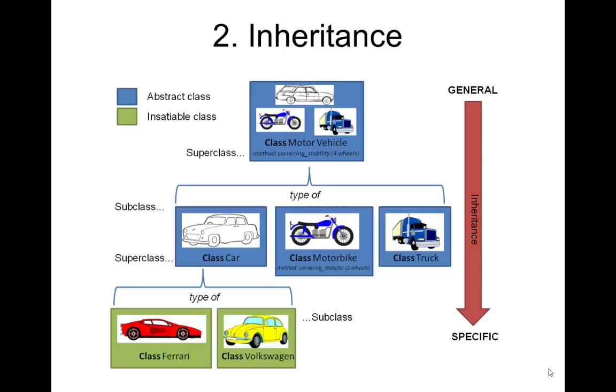Now the important thing about the hierarchy is that the lower classes, the subclasses in a hierarchy, inherit, hence it's called inheritance, the methods and the attributes of the higher classes. So that car inherits the attributes and the methods from motor vehicle. So does motorbike, and so does truck. Ferrari inherits the attributes defined and the methods defined in both car and in motor vehicle.